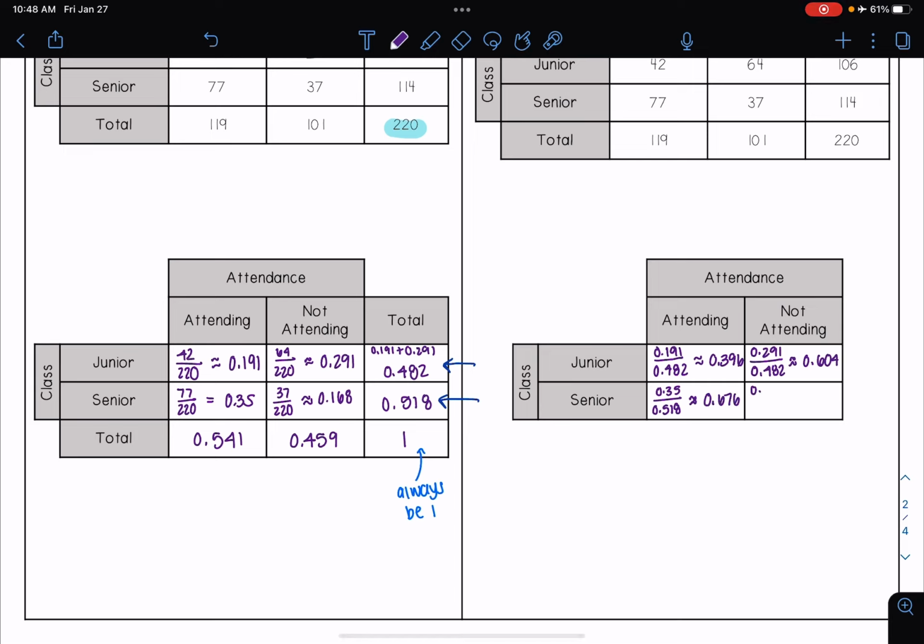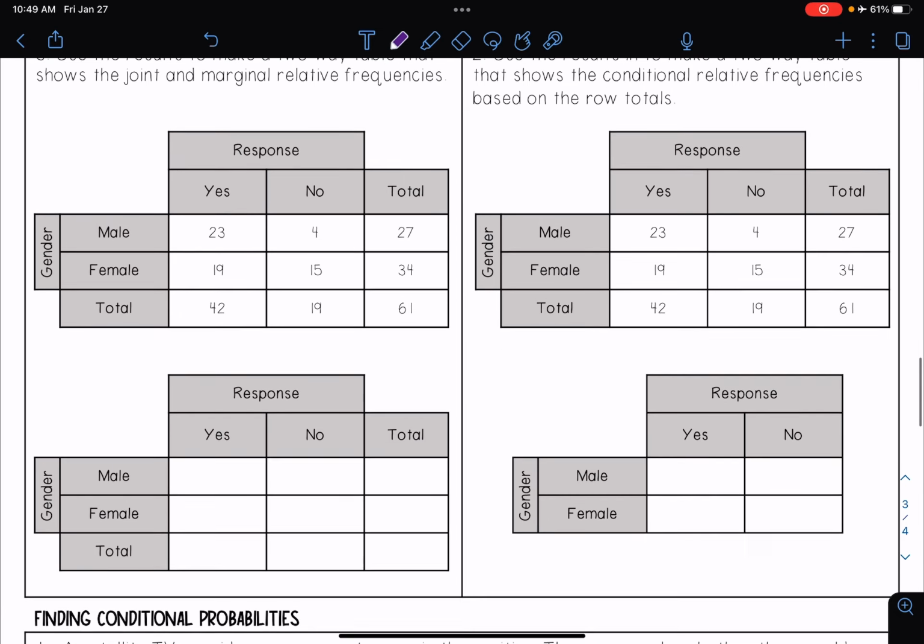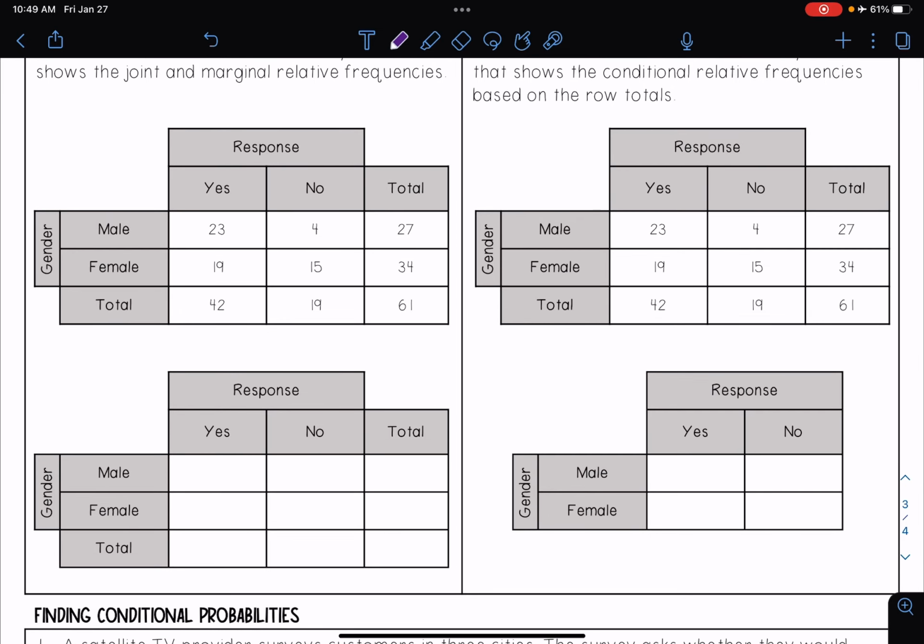Okay, let's look at two more. So I want to use the results to make a two-way table that shows the joint and marginal relative frequencies. So for this first one, I have male, female, and total. So I want to take the yes male number, so this is 23, and divide it by the total, which is 61. And so when I do 23 divided by 61, I get approximately 0.377.